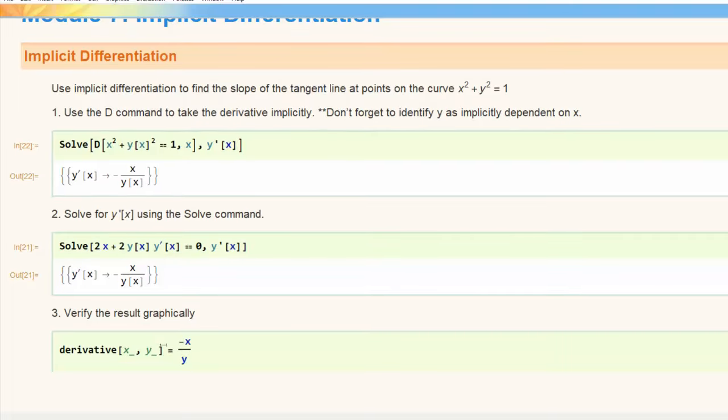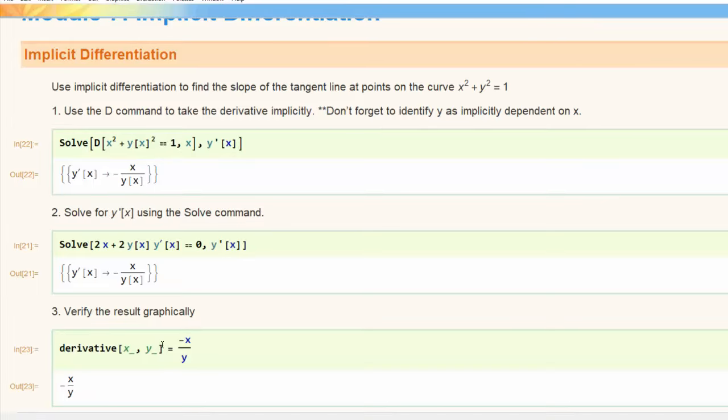Now notice in this context, I didn't put negative x over y of x. I don't have to put that dependence relationship here, because here I'm really calculating the derivative as my dependent variable, my result, and it depends on the values of x and y that I put in. Alright, so here's my derivative function.